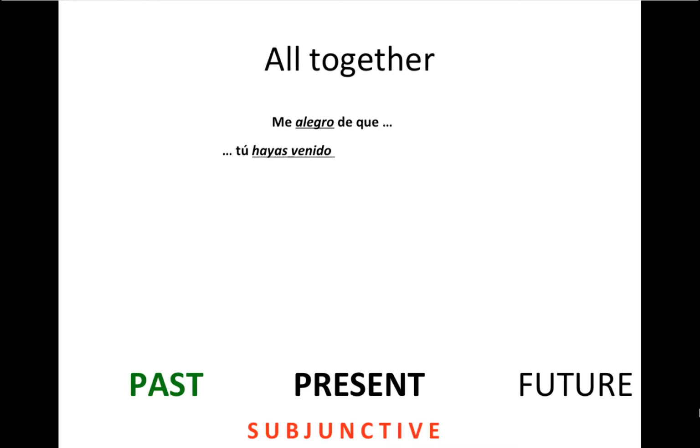Tú hayas venido. So, haber is doing the exact same thing as it did in the indicative. It throws the action slightly before, but now we have to follow subjunctive rules because me alegro de que, I am happy that tú hayas venido. Notice that haber still throws the action slightly before, and therefore it needs to take subjunctive because of the rule regarding emotion. Let's go to the past. Me alegré de que, I was happy.